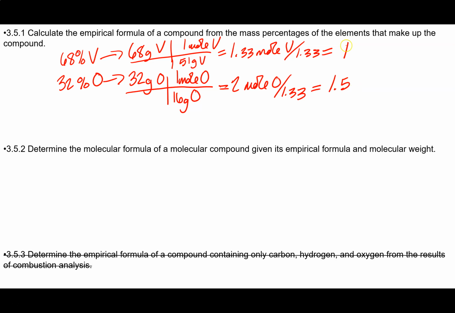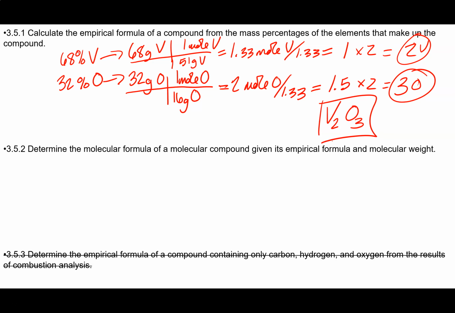And when I have something that doesn't come out to be a whole number, remember, I can multiply by some number. So for this one, I'm going to choose a 2. And when I do that, then I have the ratio of those two atoms, which I can then write as a formula. Okay. For the next one, given an empirical formula and a molecular weight.